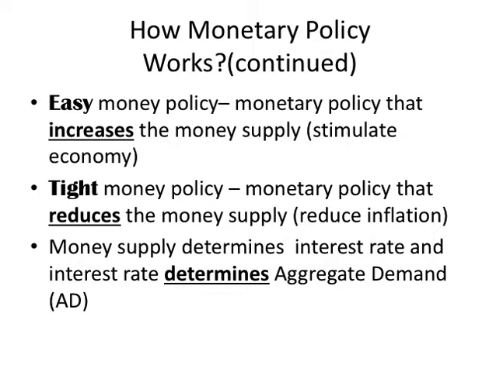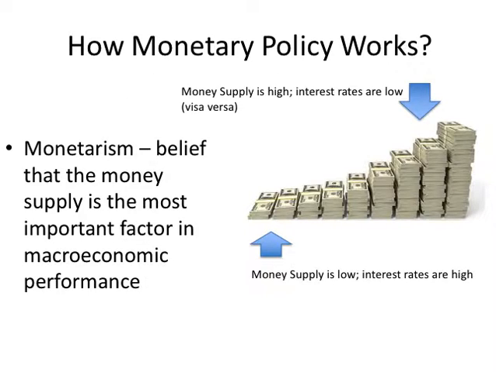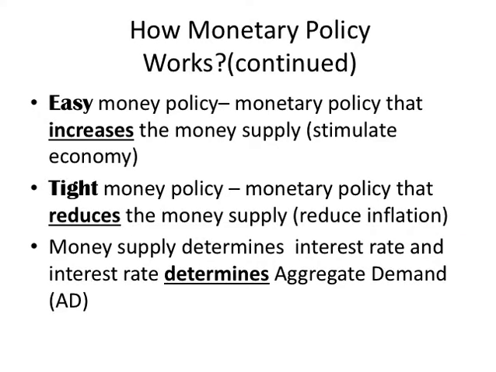Now, we have a couple of different ideas when it comes to implementing monetarism. This is still in connection with the previous slide where money supply is high and low. We would find something called easy money policy versus tight money policy. Here's the idea behind this. Easy money policy means monetary policy that increases the money supply. Now, why would the Federal Reserve want to lower interest rates?